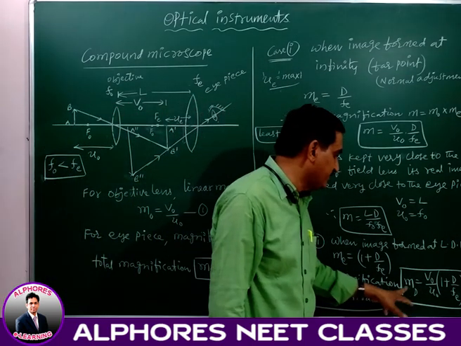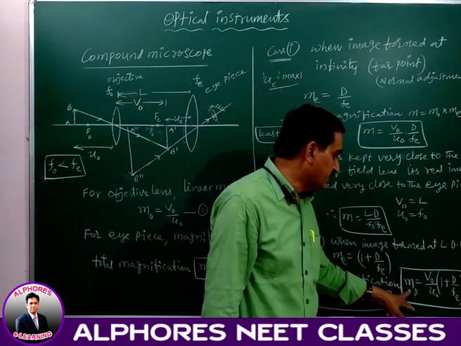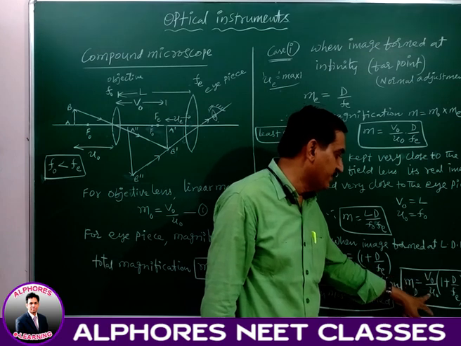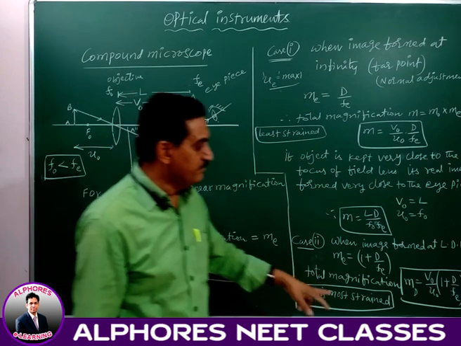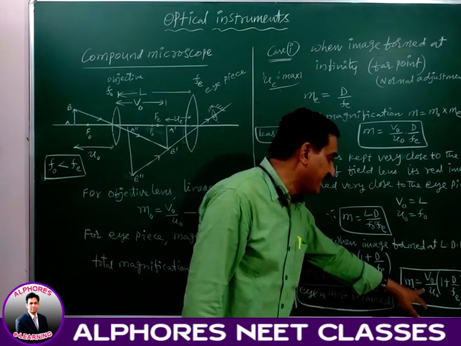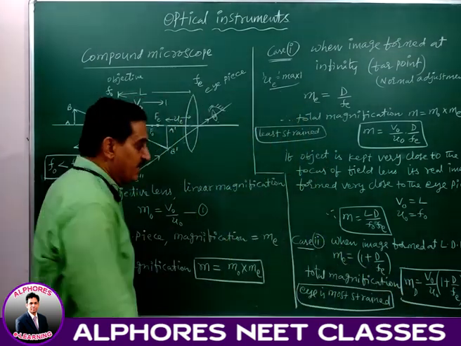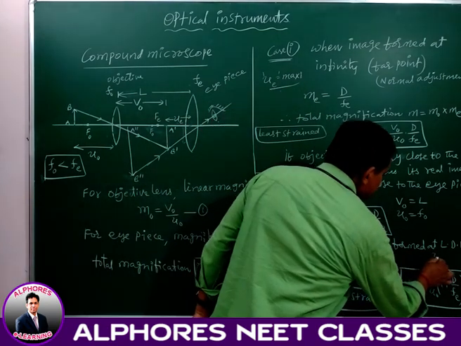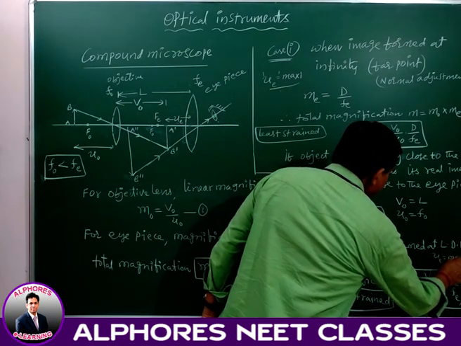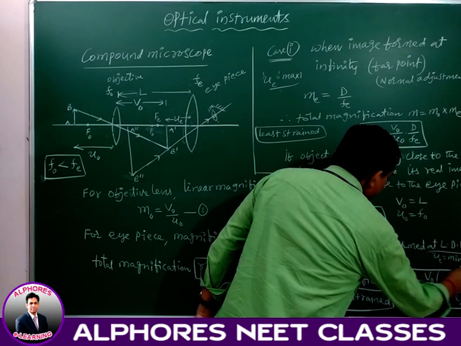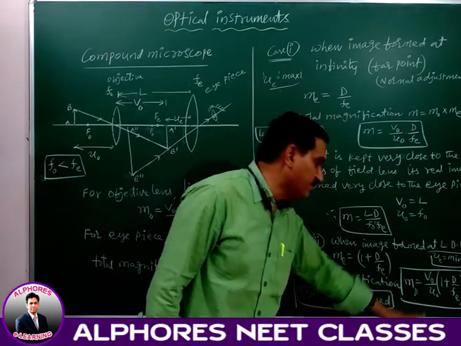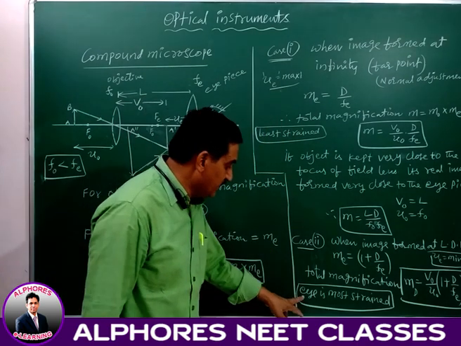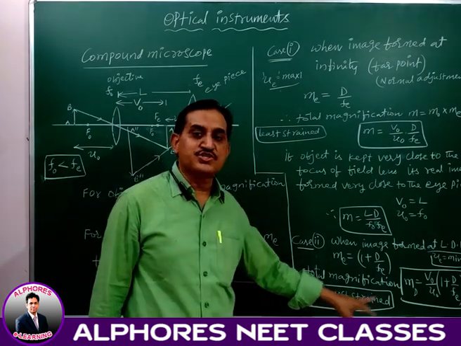Therefore, total magnification at LDDV, MD, is equal to V naught by U naught into 1 plus D by Fe. So this is the total magnification, but here the magnification is maximum, because in this case UE is minimum. UE is minimum and magnification is maximum in this case.